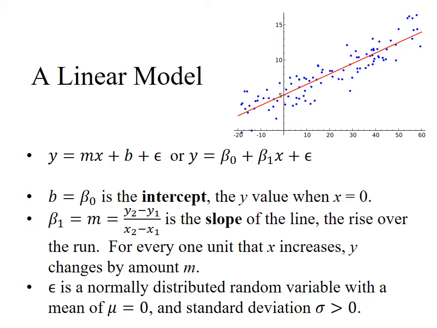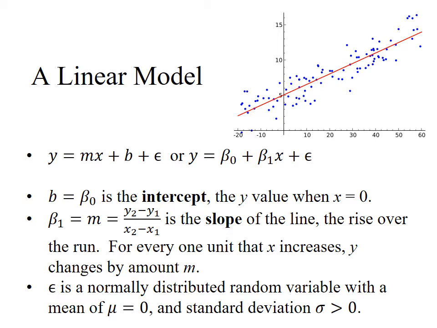The intercept, beta naught, is the y value when x equals 0, where the line crosses the y-axis. Beta 1, or m, is the slope. That's the rise over the run: y2 minus y1 over x2 minus x1. The key idea is that for every 1 unit that my x variable increases, my y variable will change by amount m, as long as we stay on this line.